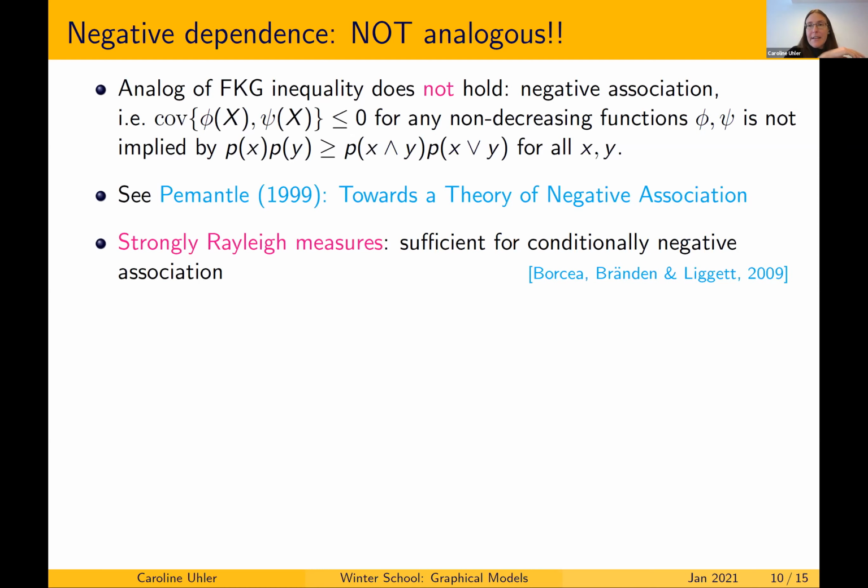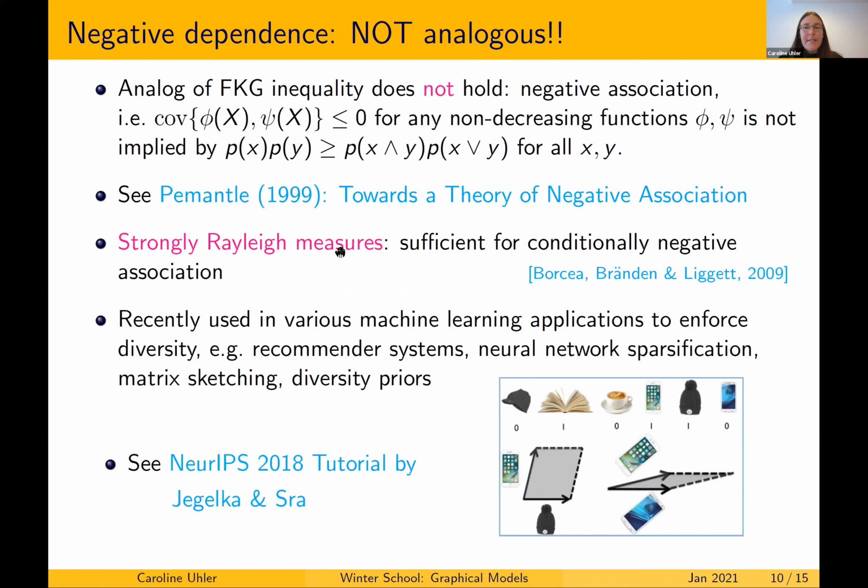And so there, it's quite nice. I mean, this book by P. Mantle is really quite nice on negative association. The right thing to look at there is strongly Rayleigh measures. I'm not going to go into it, but if you're interested in the same story for negative association, there's a really nice NeurIPS tutorial by Stephanie Jagelka and Subritsra on how to use negative dependence for all kinds of different applications. In particular, when you want to select things that are as different as possible from each other, right?